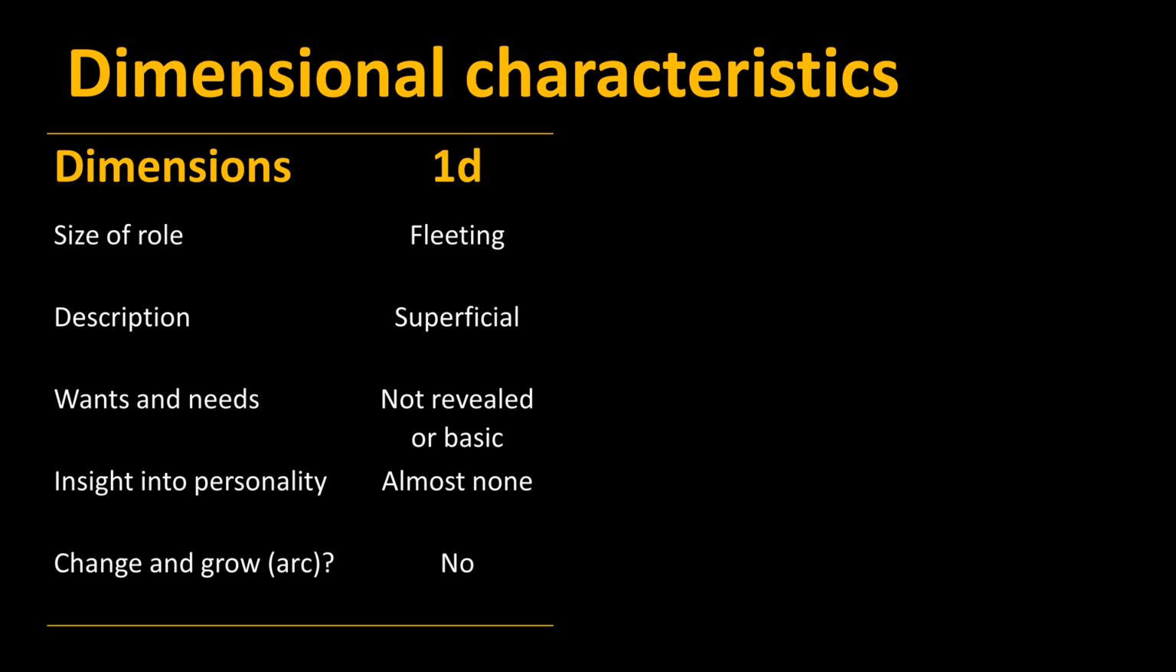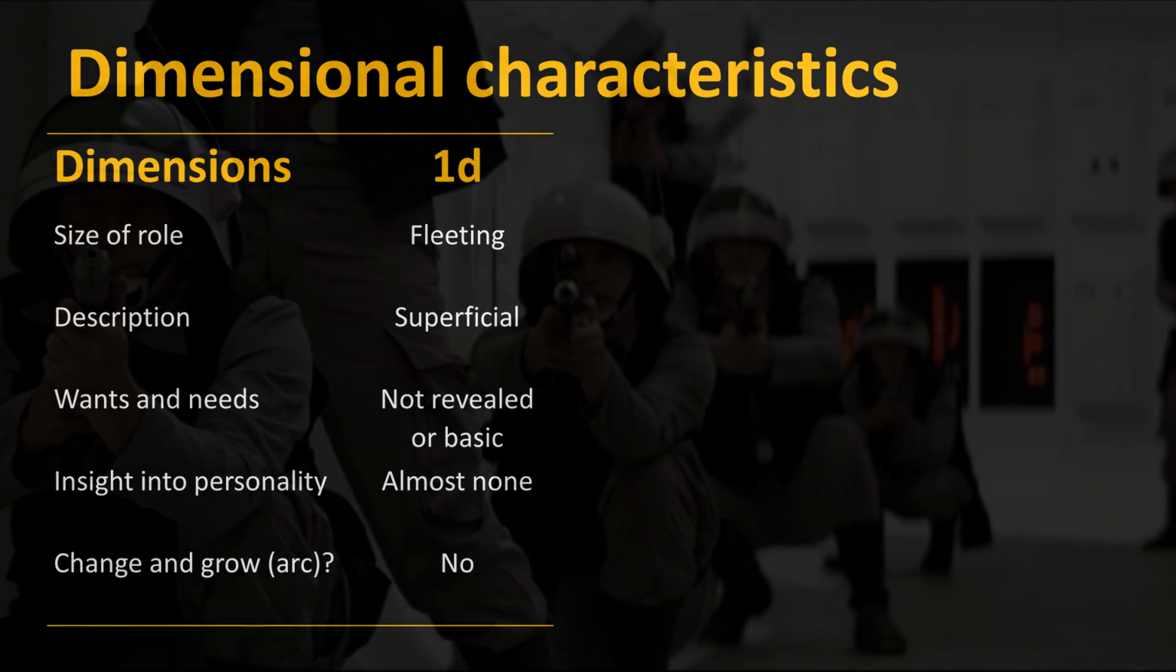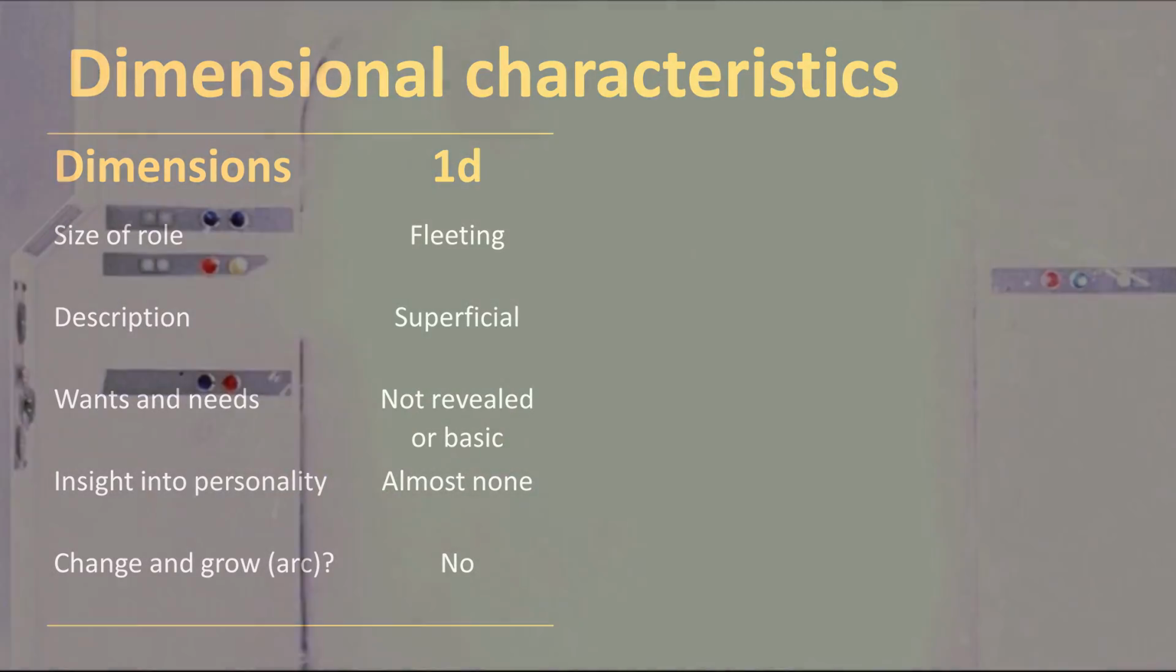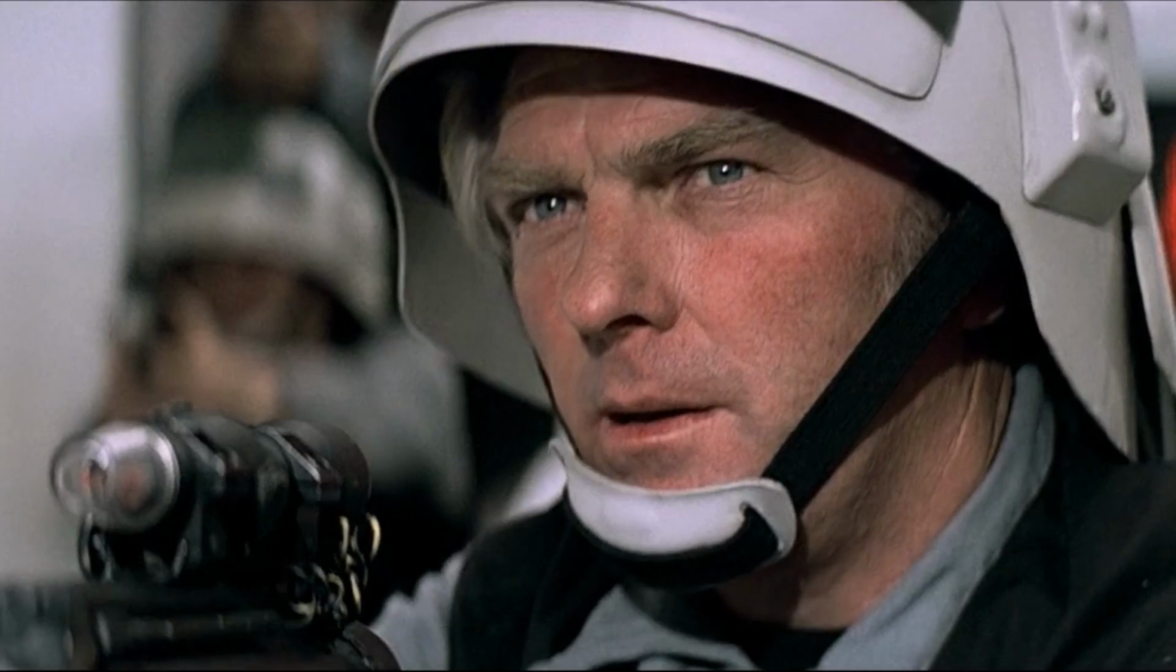Our 1D characters are there to service the general mood of the story, perhaps to add some thematic symbolism and to populate the world so it doesn't feel strangely empty. Here are some examples. The Stormtroopers in Star Wars. They're not very significant as characters individually, but they're important collectively.